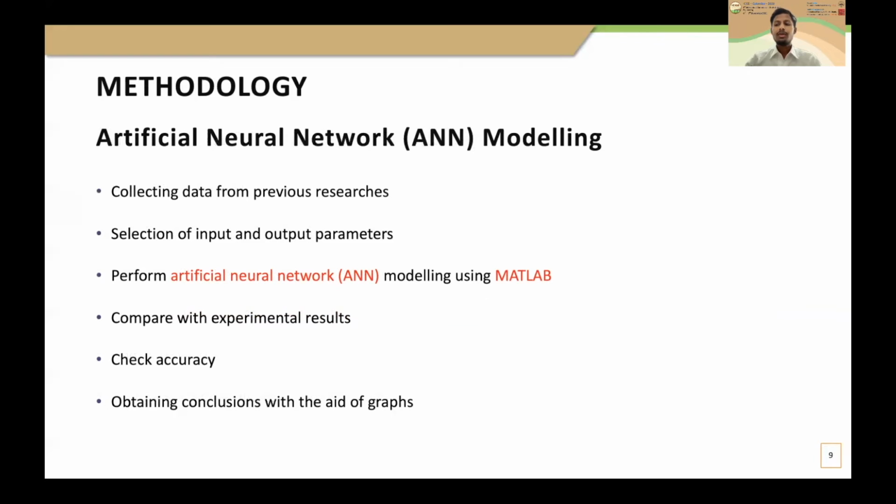Artificial neural network modeling is a very advanced analysis. Once data sets are collected and input and output parameters are selected, I'll perform the modeling in MATLAB. Then compare the results with experimental results and check the accuracy with the aid of graphs.